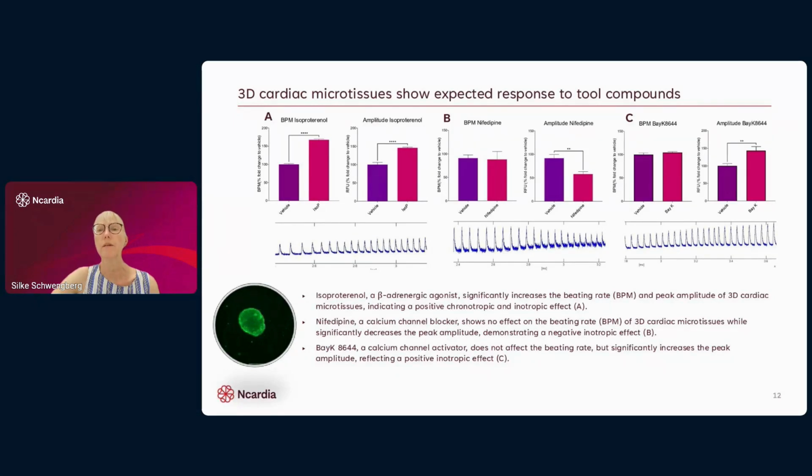What you can also very easily see is if you add the calcium channel blocker nifedipine, there is not really any difference in the beat rate, but of course the calcium transient amplitude is depressed, and this is exactly what you would expect. So here in this case, you can see that towards the end of the incubation period, the amplitude height is getting smaller. And the opposite happens with the third compound, BK8644, which is a calcium channel activator, where you can see, again, not a lot of change in the beat rate, but there is an increase in the amplitude of the calcium transient that we measured.